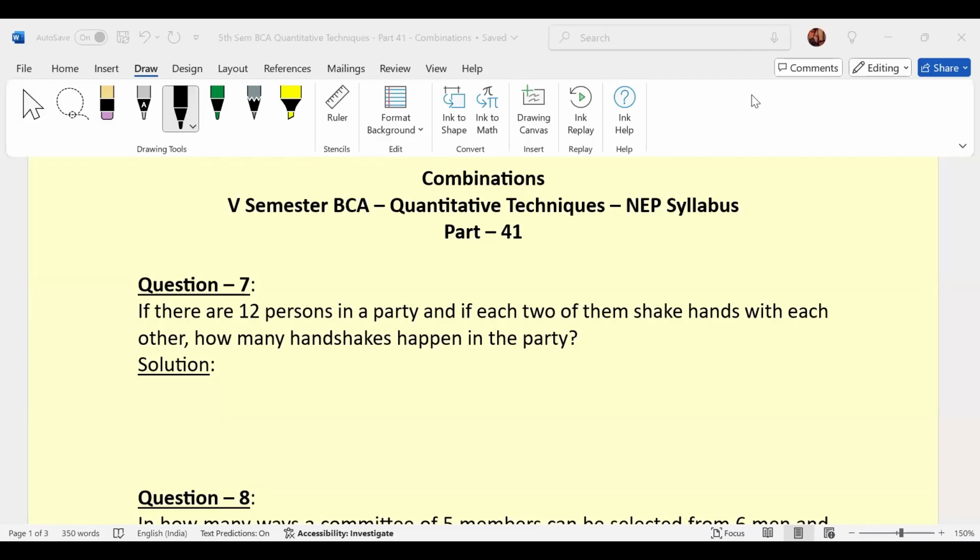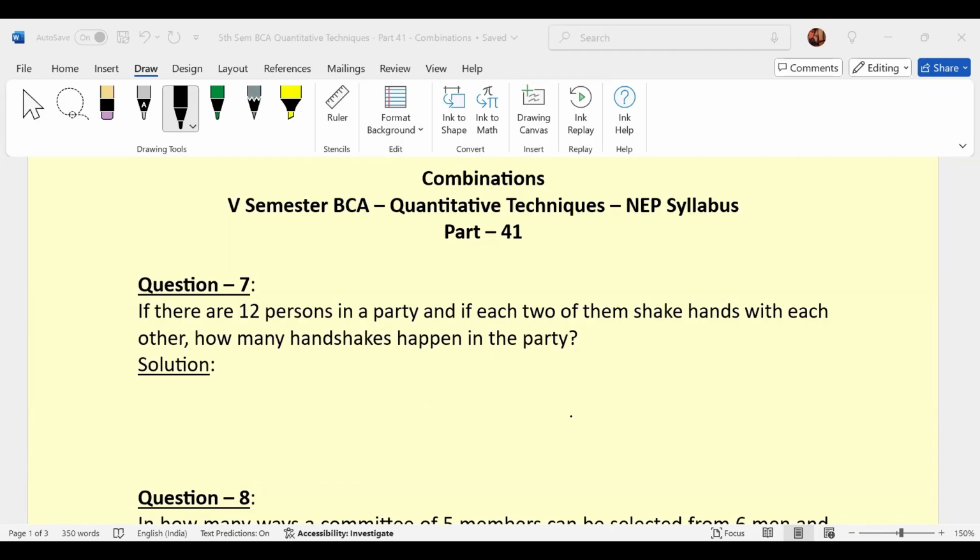Hello everyone. This is in continuation to the topic combinations, which we were discussing, which comes under the quantitative techniques subject under the NEP syllabus meant for 5th semester BCA. This is part 41. Question number 7.